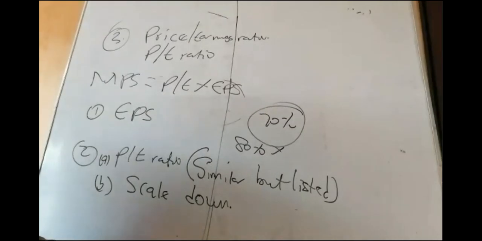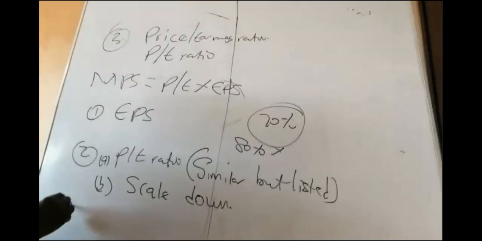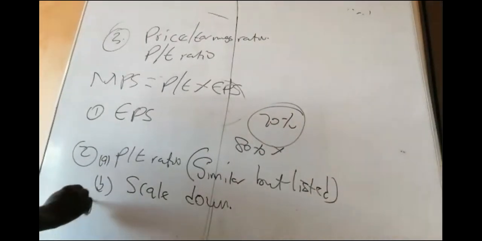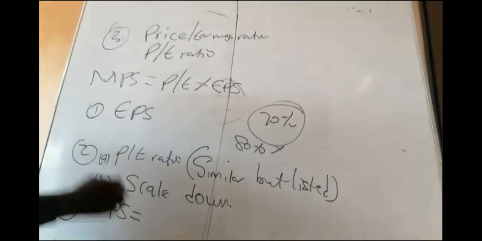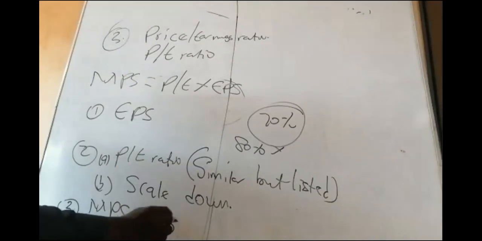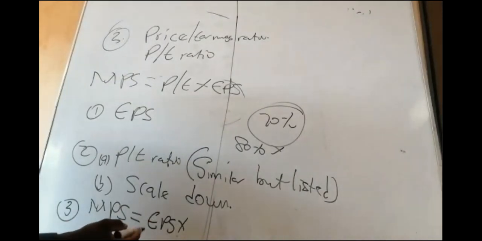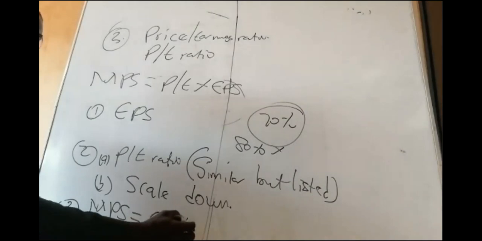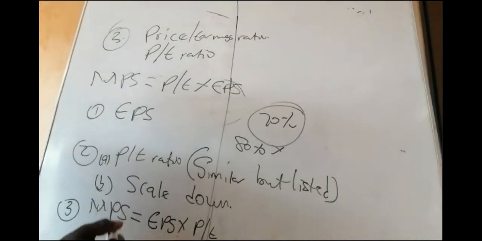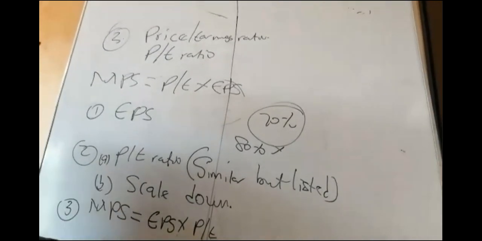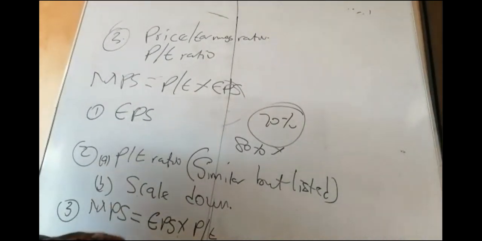Then step 3. You now calculate the market price per share, which is equal to the answer in step 1, which is the earnings per share, times the answer in step 2, which is the PE ratio of the B, the one that you scale down. And that's the end of the game.